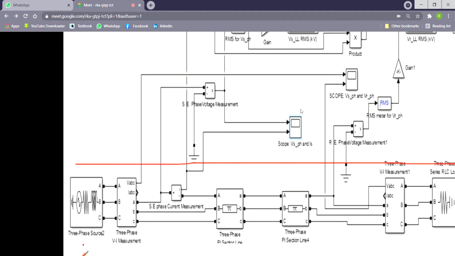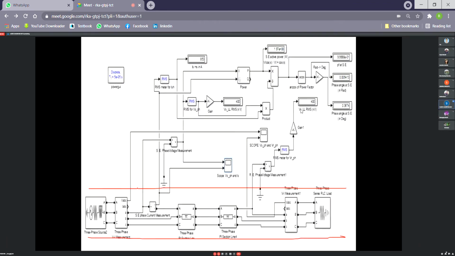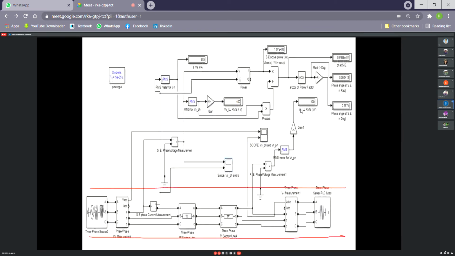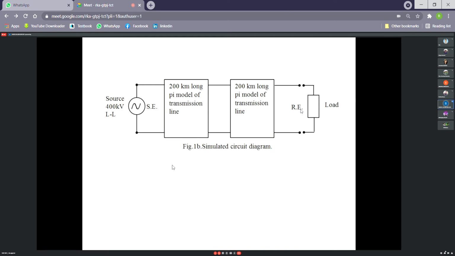So you see there is a voltage source at first, okay? So you have to connect a voltage source. This is the voltage source. Then from the voltage source you have to measure the sending end voltage. So this block measures that. It is a measurement block. This one is also a measurement block. So if you forget about the measurement blocks or meters, then it will be connected to a 200 kilometer pi model of the transmission line.